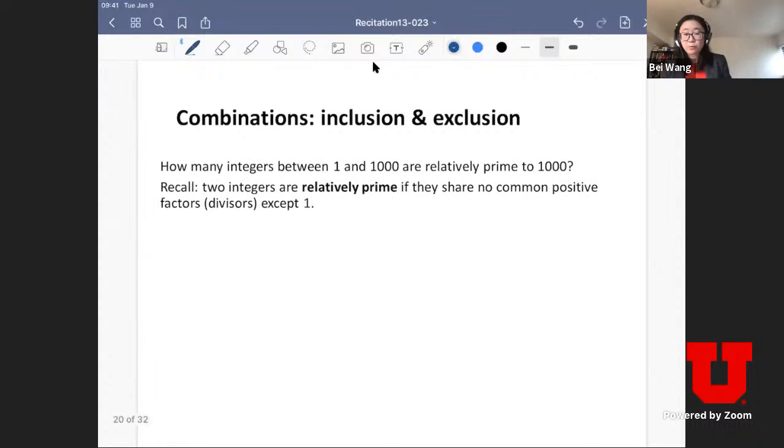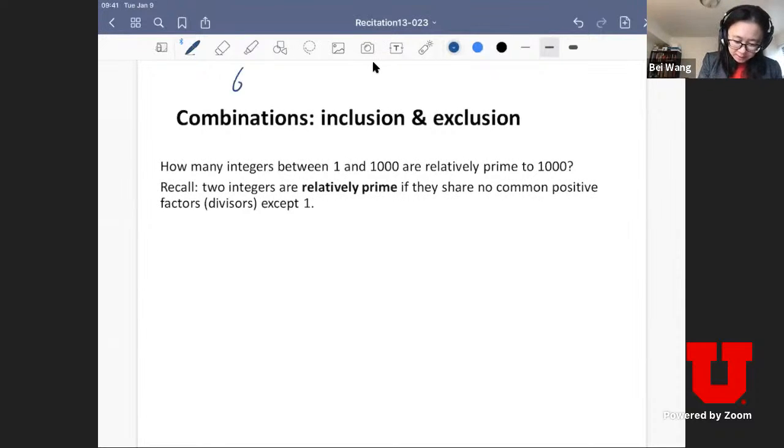All right, so we're still on counting. We have not moved into probability yet. So this one is: how many integers between 1 and 1,000 are relatively prime to 1,000? So there's a definition here. We give a hint of what relatively prime means. 2 integers are relatively prime if they share no common positive factor except 1.